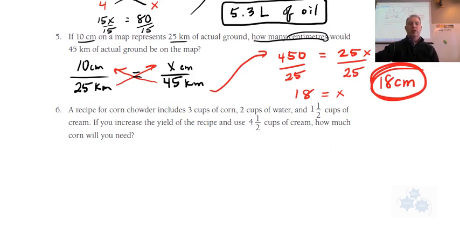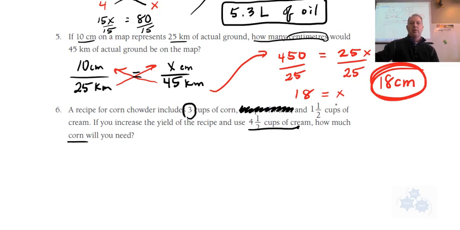Okay, so I'll get you started on this last question as well here. A recipe for corn chowder includes 3 cups of corn, 2 cups of water, and 1.5 cups of cream. If you increase the yield of the recipe and use 4.5 cups of cream, how much corn will you need? Okay, now that sounds pretty confusing, but not if you think about it as a proportion. So we're talking about cream and corn, right? So we don't worry about water actually in this question. We don't even need to worry about it.